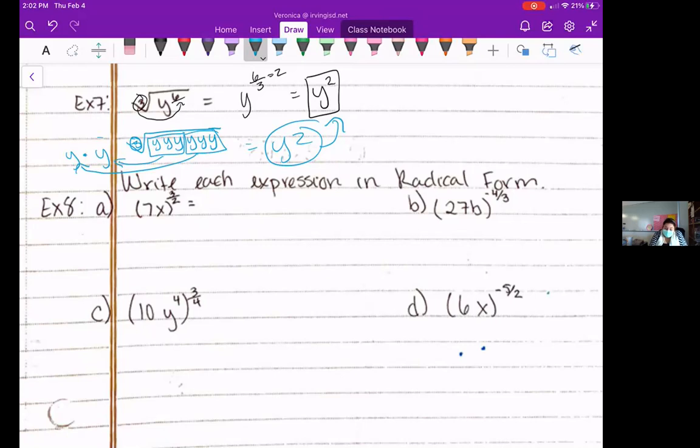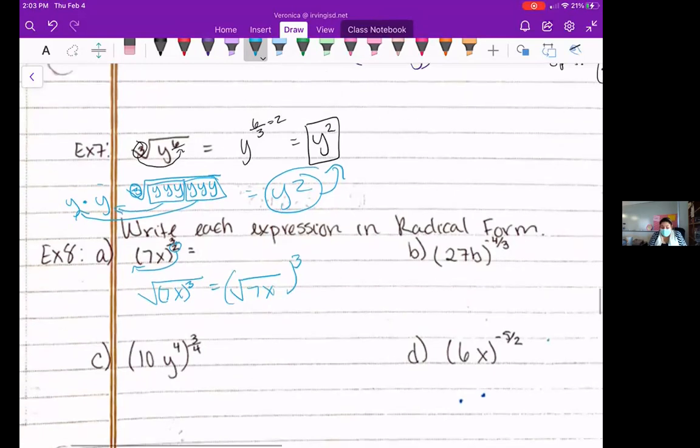Okay, so we kind of get the gist of this, right? This would be bottoms out. So this would be the square root of 7x, but make sure we understand that it's to the power of 3. Or we could also write it as (7x) to the power of 3. Both of these are the same thing, right? So you could have put the parentheses inside the radical, or you could have just put the parentheses outside with the power of 3 on the outside.